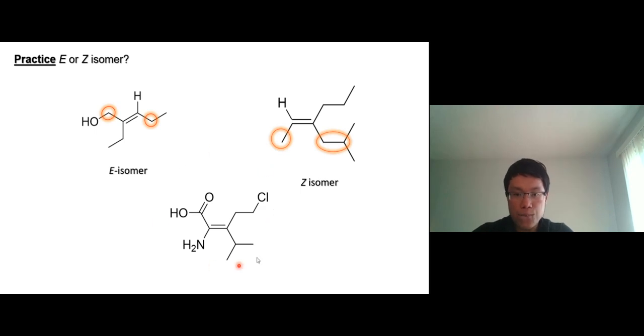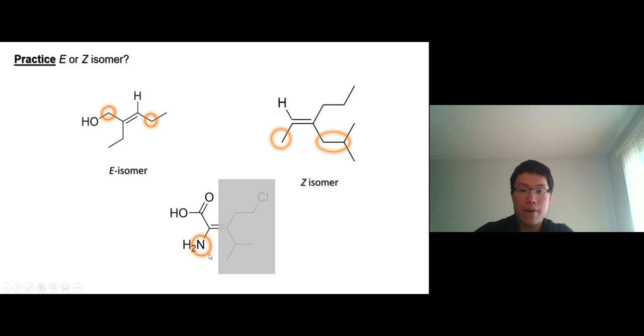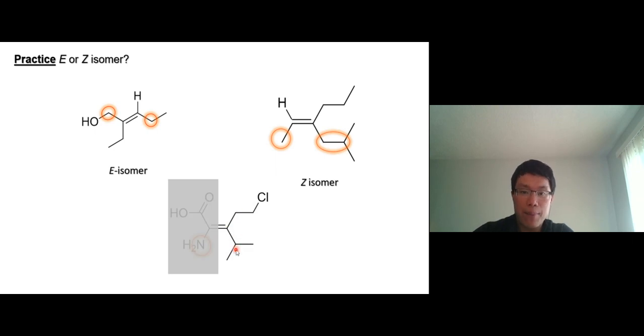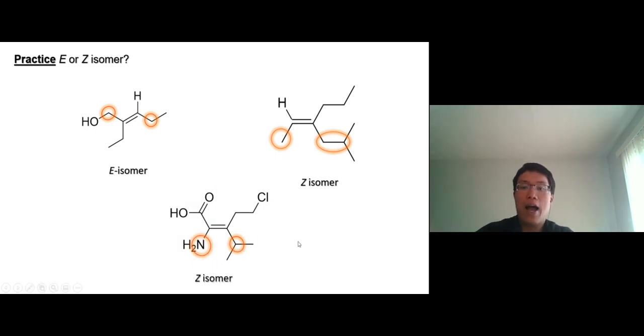All right, this guy right here. See what we got on the left side. Start with the carbon right here. We have nitrogen versus carbon, so we go with nitrogen. On the right side we have carbon and carbon. Don't look at chlorine yet, one atom at a time. Carbon versus carbon, same priority, so look at what they bond to. The carbon at the top bonds to carbon, hydrogen, hydrogen. This carbon right here, carbon, carbon, hydrogen. See that? The priority groups point in the same direction. That's a Z isomer.